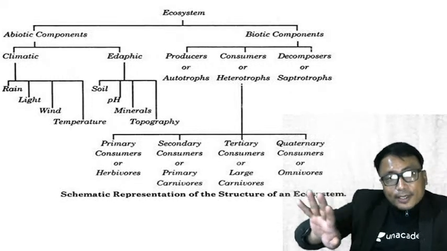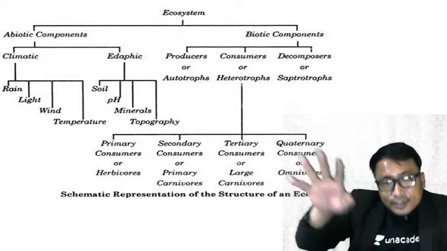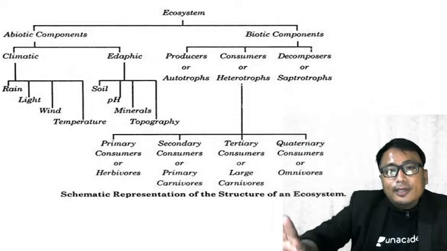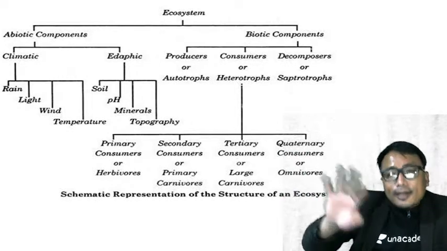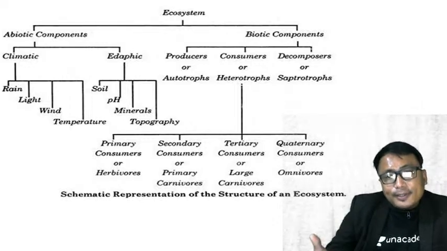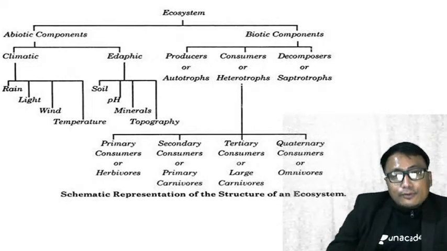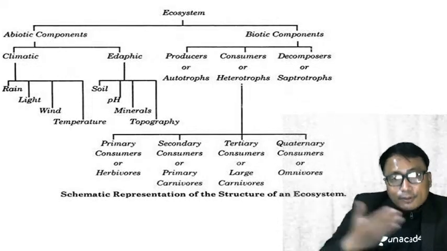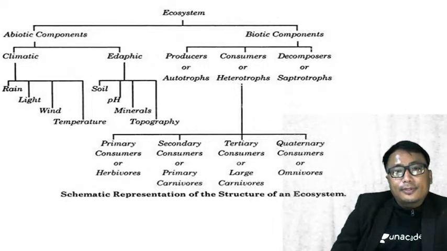Then comes the biotic component. The biotic component, under the ecosystem structure, relates to the living beings, or you can say the organic component. They are the producers, the consumers, and the decomposers. Producers are also known as autotrophs, consumers are known as heterotrophs, and decomposers are known as saprotrophs.